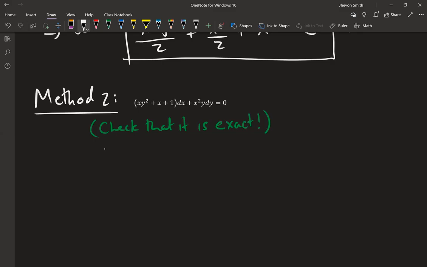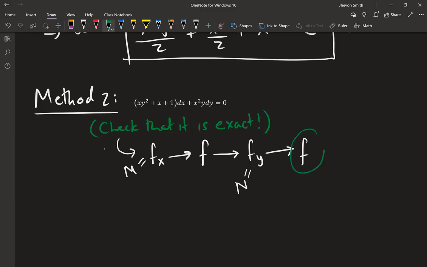Here's what we're going to do. This says you would go through the cycle. You start with one of the partials, so in this case, that's going to be M. And you run through a cycle where you cycle through all the partials and the original function. So you're going to go from f sub x, integrate to get to f, do some comparison to figure out what the arbitrary constants are. Then you differentiate to get to y, pick up the arbitrary constants, then integrate back to get to f. Once you go through all partial derivatives, this one here is going to be your N, and by the time you get here, your full f will show up here.